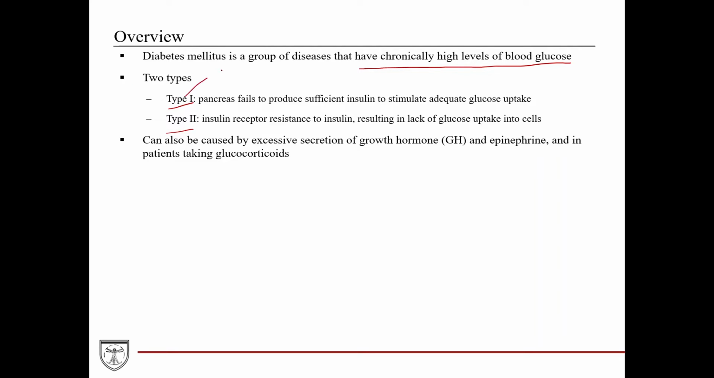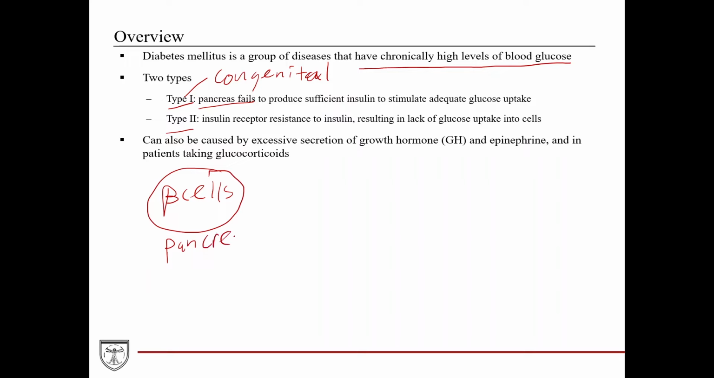Type 1 is typically more congenital, meaning that you see it diagnosed frequently in younger individuals, such as children or adolescents or young adults. And this is where really the pancreas fails. So you have the beta cells in the pancreas, and they secrete insulin. So they synthesize it and secrete it in response to elevated glucose. So you have elevated glucose, it stimulates the beta cells to secrete insulin.